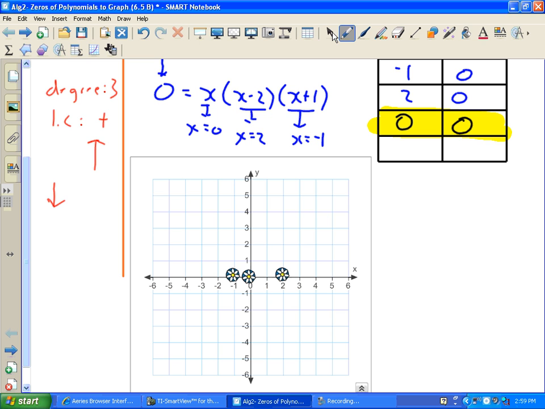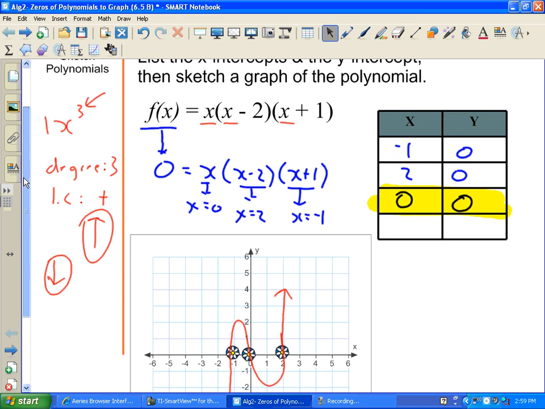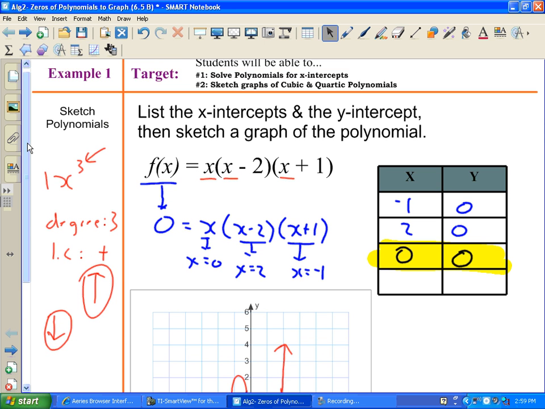I know the ends of my graph. I know down in quadrant 3 I have to be going down. I know over in quadrant 1 I have to be going up. Now all you need to do is sketch one smooth, continuous curve between all your coordinates. And that's good enough to have it graphed. Match up everything you already know: roots, y-intercepts, and end behaviors.